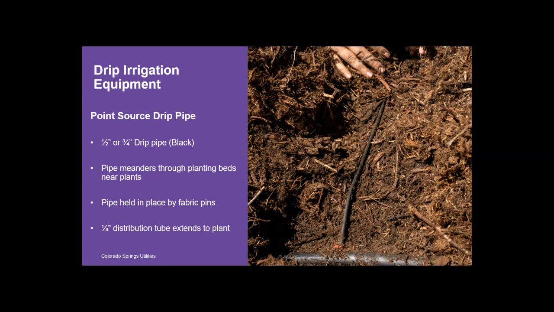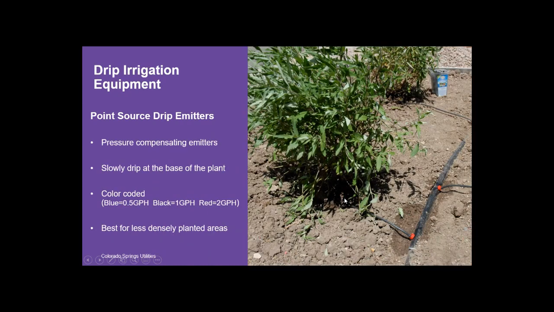Point source drip pipe is generally installed in a 1/2 inch or 3/4 inch drip pipe, and it's generally a black pipe. This pipe will meander or weave through the planting beds near the plants or directly at the base of the plants. If it's not directly at the base of the plant, that's okay. There's another product here that you can see, called distribution tubing, that can be strung directly to the base of the plant. You want to use fabric pins to hold this drip irrigation in place.